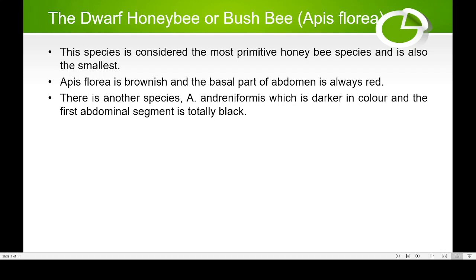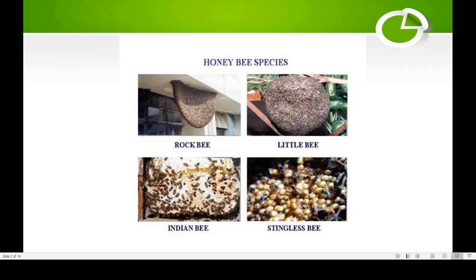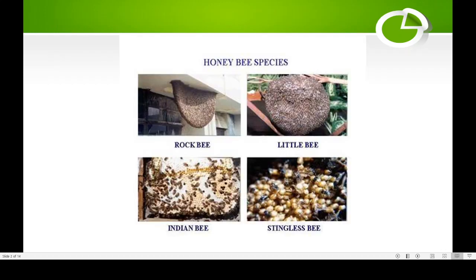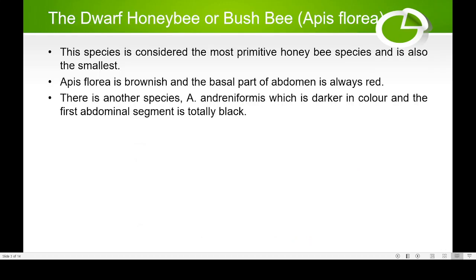The first one is the dwarf bee. So we will start with that. The dwarf bee is known by the name dwarf honeybee or bush bee. Here you can find there is a picture. This is the little honeybee, popularly known by the name Apis florea. In Malayalam we call it Cheruthen. Vanthen means rock bee and Cheruthen means little bee. So scientifically it is known as Apis florea. That is the scientific name.